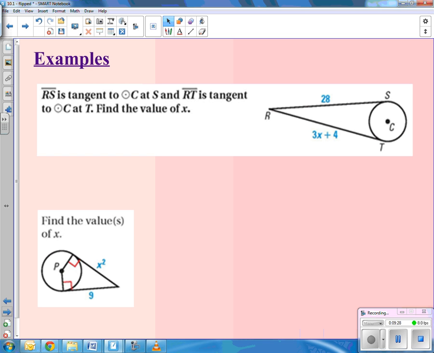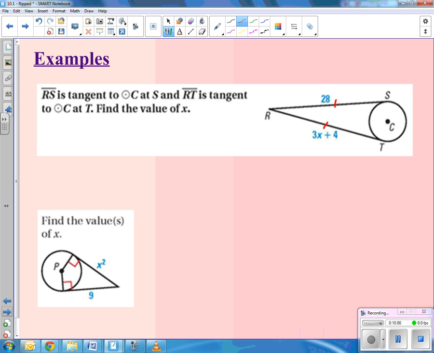I'm going to do two examples with you, and that'll be it for the notes here, and then we'll try some more in class. The top example, RS is a tangent to circle C at point S, and RT is also a tangent to circle C at point T, and we're going to determine the value of x. If you remember theorem 10.2 that we just looked at, because these two tangents are starting at point R, they are going to be congruent, same length.